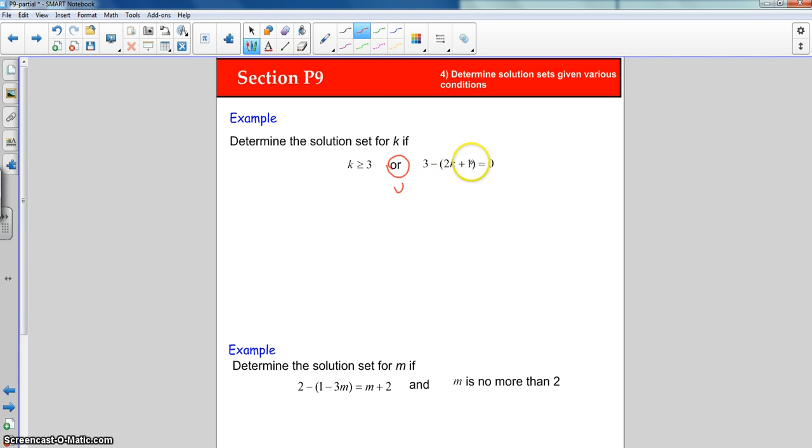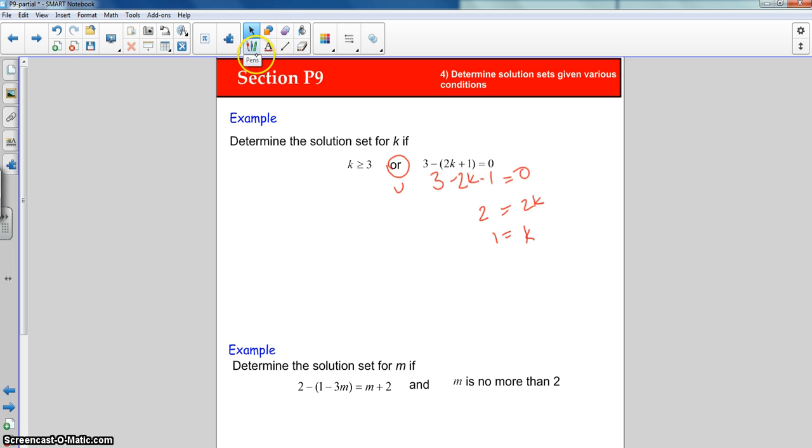So 3 minus the quantity 2k plus 1. So I go ahead and distribute that negative sign to both terms. And so it's 3 minus 2k minus 1 is equal to 0. Go ahead and solve this. So 2k is going to equal 2. Okay, and then I solve and I get 1 is equal to k.